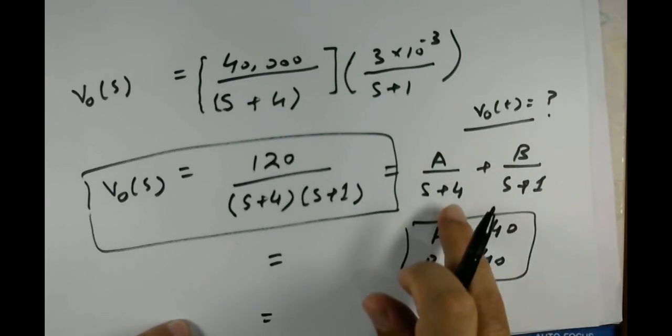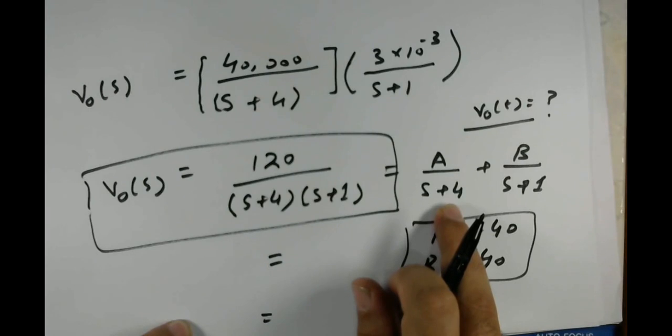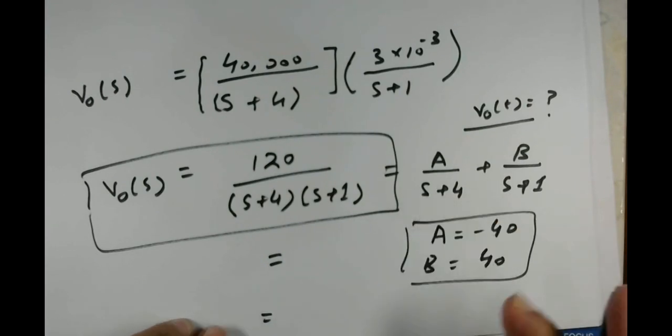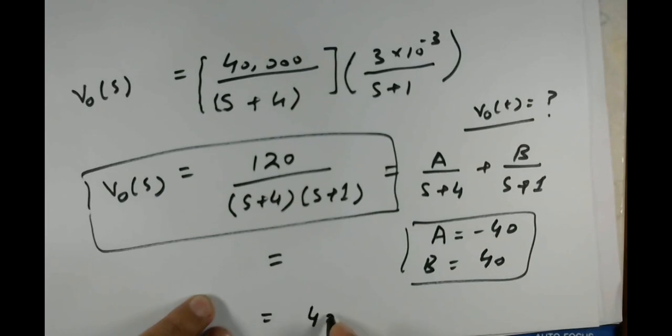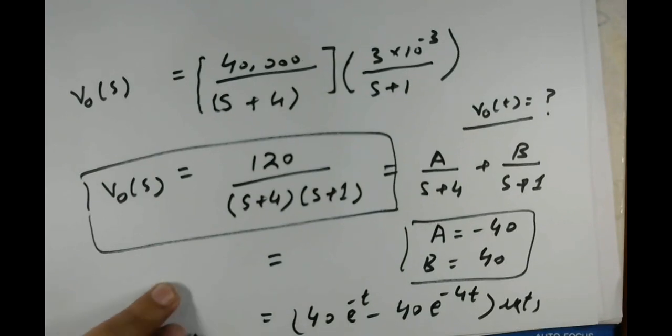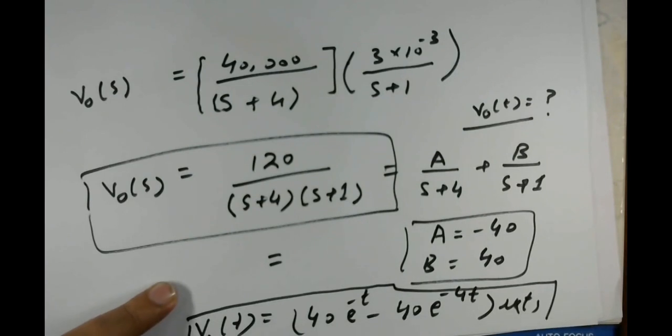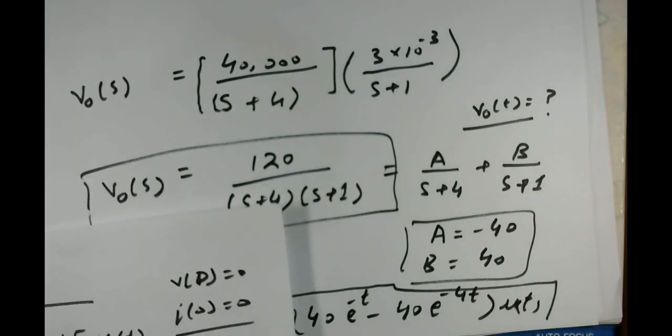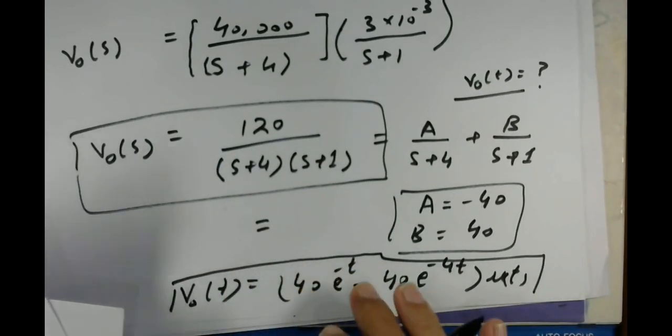Then the inverse Laplace of 1 by S plus 4 will be e raised to the power minus 4t. So this will be 40 e raised to the power minus t minus 40 e raised to the power minus 4t. And I will multiply this with u of t because I'm taking the positive values, and this will be your v of t. See what we did? We simply applied the Laplace transform techniques and found the result.